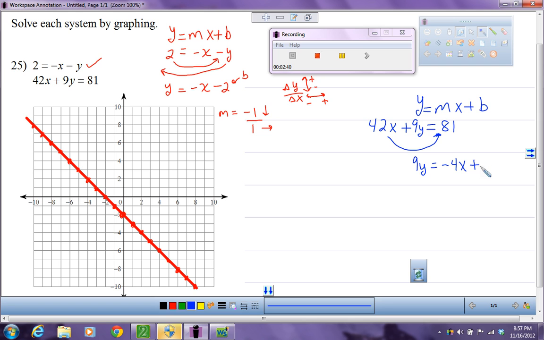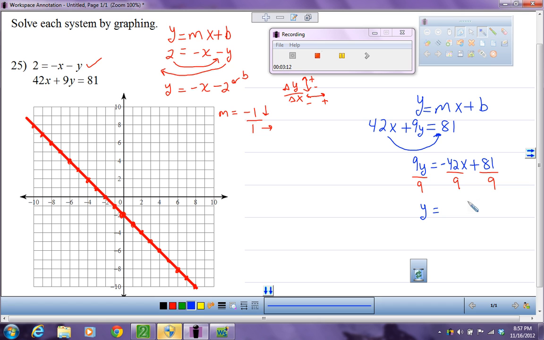Every time you change sides, you change the sign. Oops. Negative 42x. Sorry about that. And now we need to leave the y with a positive 1. So in order for you to do that, you always divide by the exact same number. Sign and everything. Okay, so it can become a positive 1. So right here I have a positive 1.